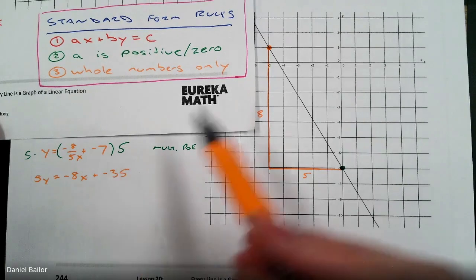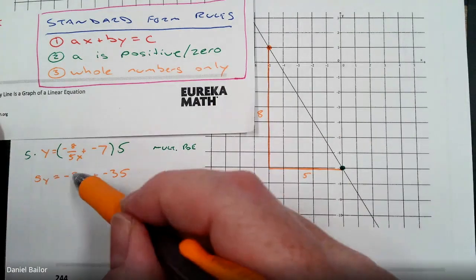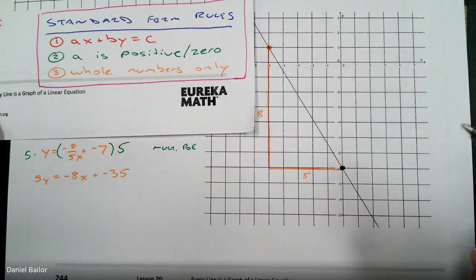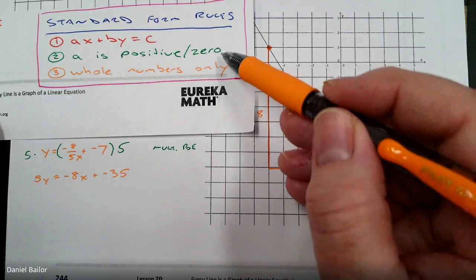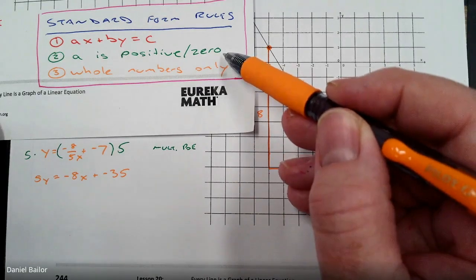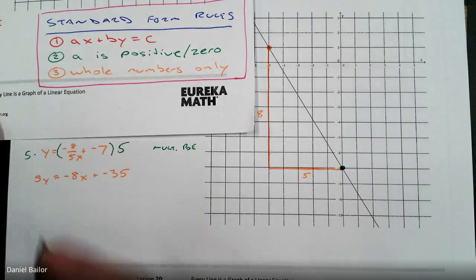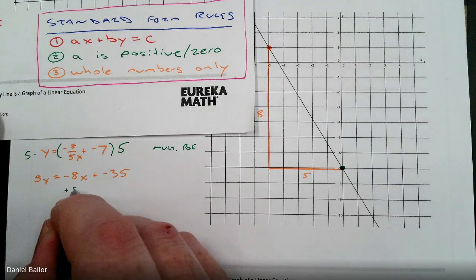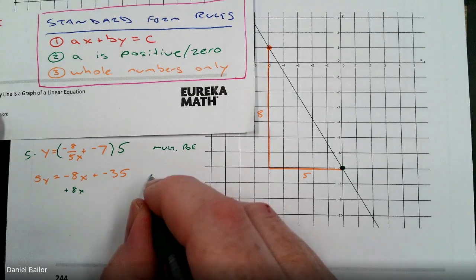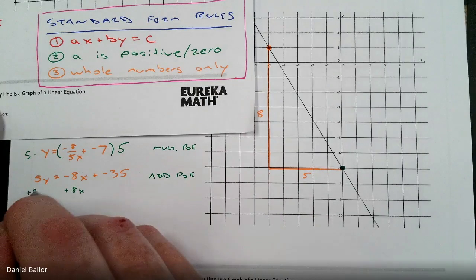Now check for rule 3, integers only. All of 5, negative 8, and negative 35 are integers. I'm good. What about rule 2? A has to be positive or 0. A is not allowed to be negative. Well, right here, A is negative 8. I need to fix that. So negative 8 on this side, I make it go away by adding 8x. But the addition property of equality tells me I need to do plus 8x on this side also.